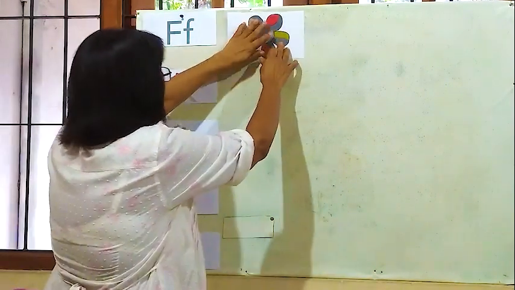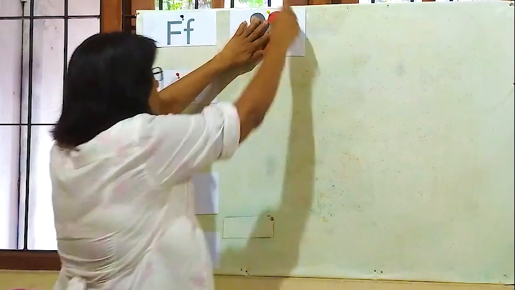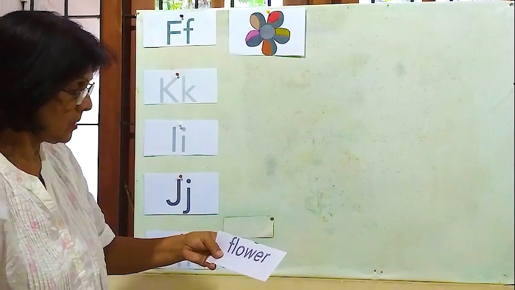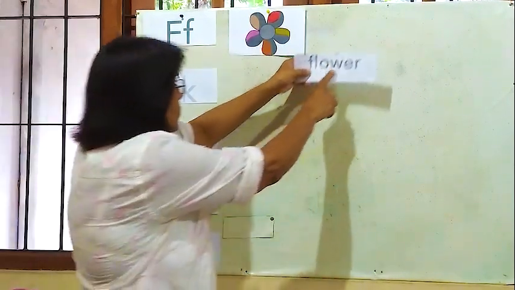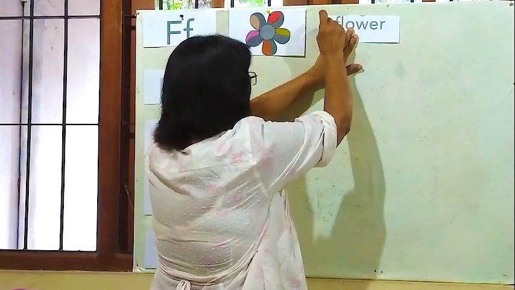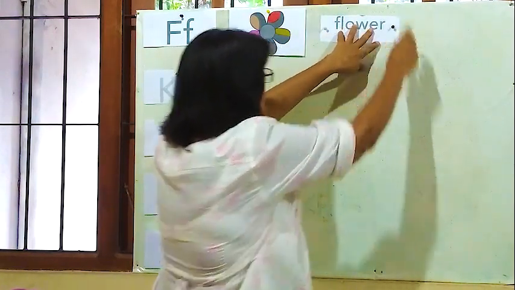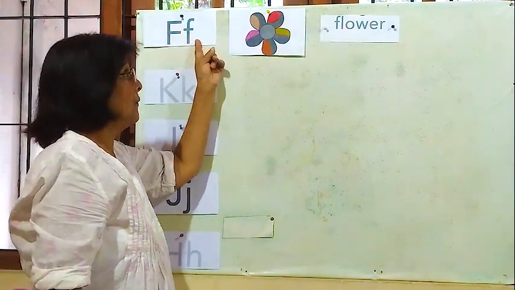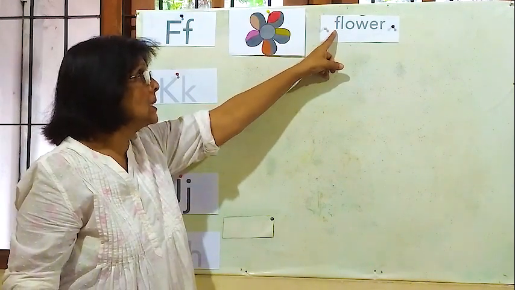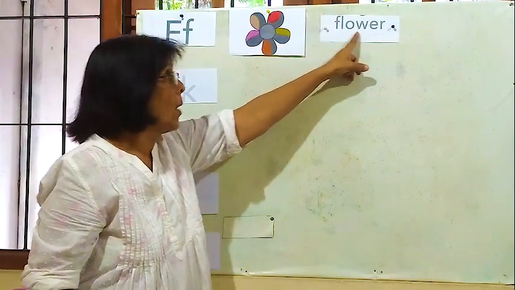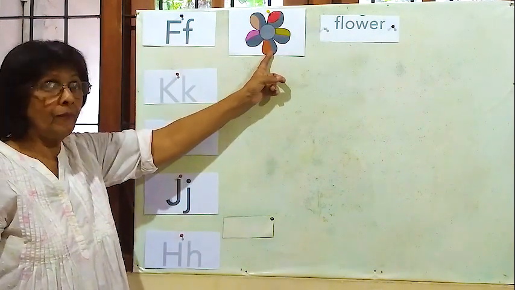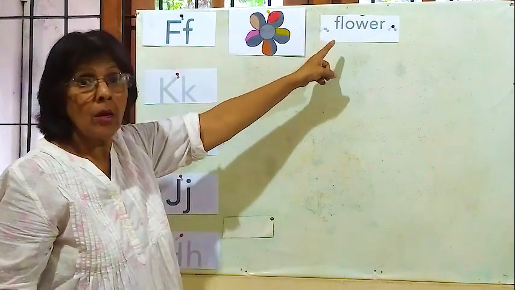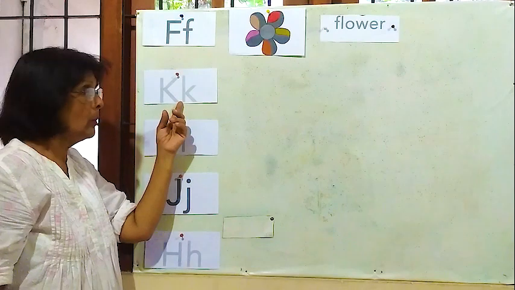Now look here. F for flower. Now we have to find the word flower. Here the word flower. Remember, the first letter here is F. Here the first letter is F. Flower. Here the picture, flower. F for flower and the word flower. Now we'll go to the next one.